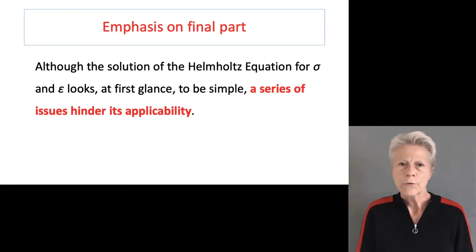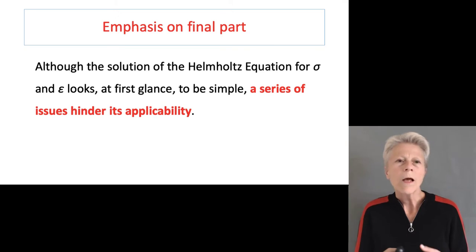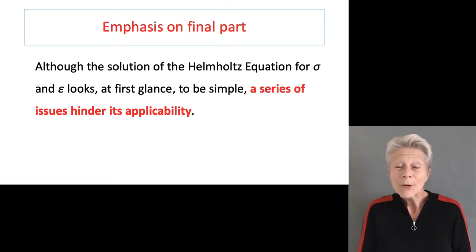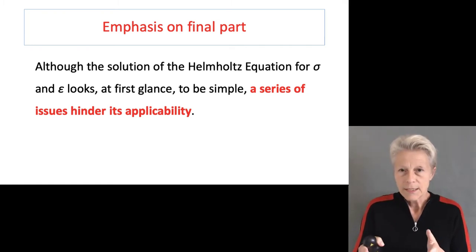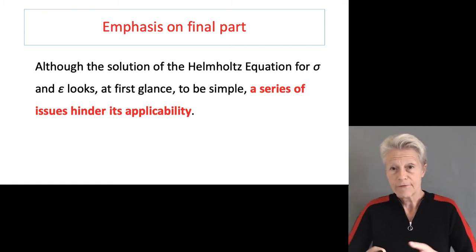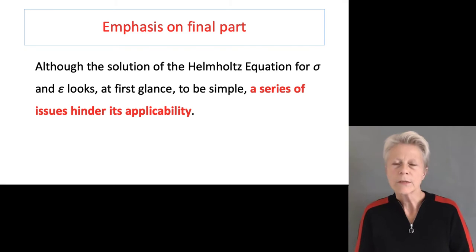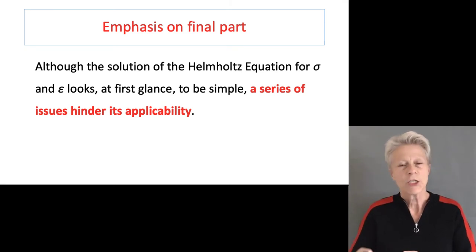Although the solution of the Helmholtz equation, blah, blah, blah, at first looks to be simple, a series of issues hinder its applicability. Now, the second part is more important. It's in fact the main clause, the most important clause, and because it's in end position, it stays longer with the reader.